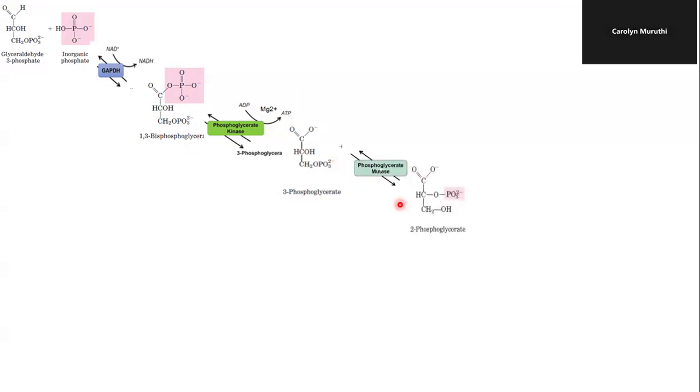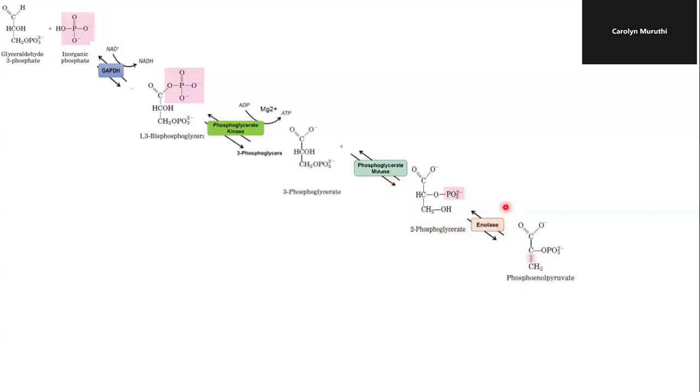1,3-bisphosphoglycerate, we then donate a phosphate group to ADP to generate ATP, and this reaction is catalyzed by phosphoglycerate kinase and requires magnesium ion as a cofactor. 3-phosphoglycerate is then converted to 2-phosphoglycerate, and here we've just moved the phosphate group from carbon number 3 to carbon number 2 to give us 2-phosphoglycerate, a reversible reaction catalyzed by phosphoglycerate mutase.